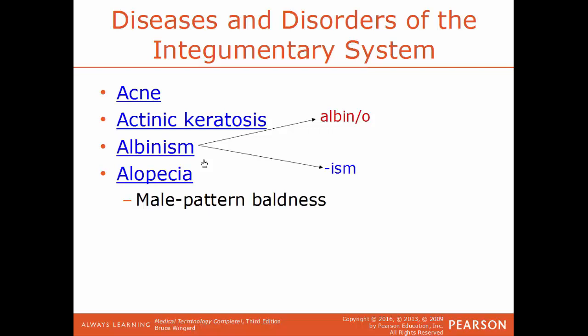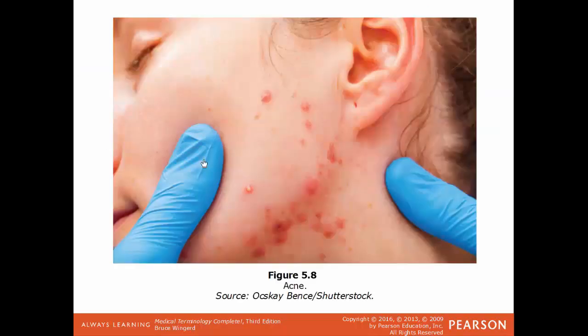The root word albino is a reference to white. And then -ism means the condition or a disease. So we add those together, you have a disease or a condition of being white or having a lack of pigment. It's a common image of what acne would look like, the various lesions here on the side of the face, on some of the neck.